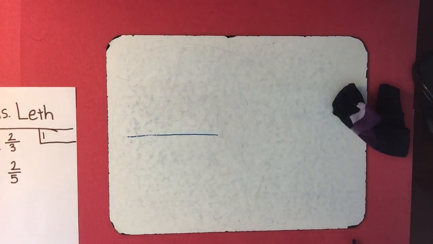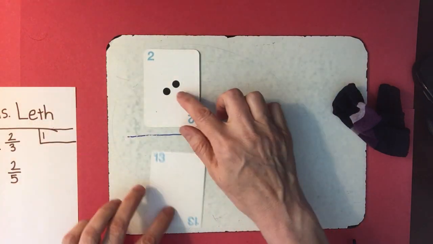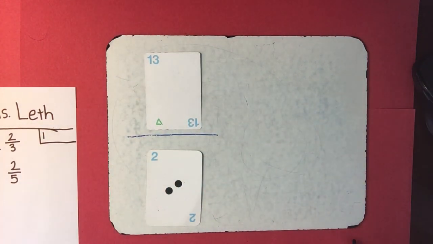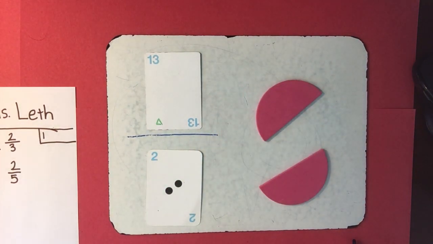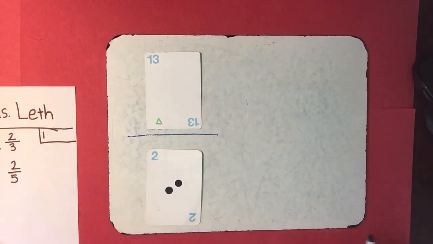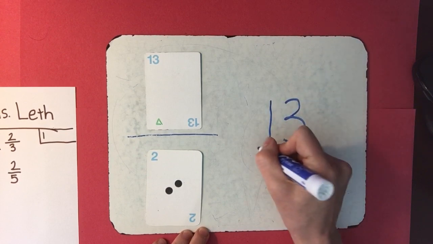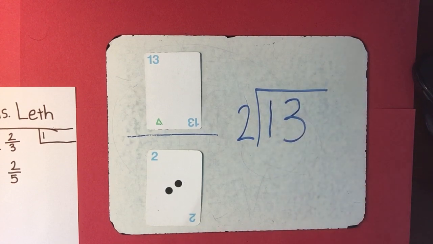I'll give you 2 new cards, and this time you got a 2 and a 13. Wow, not too shabby. 13 halves. That's a lot of halves, right? If we were thinking about halves from our other lessons, these are halves. You have a lot of halves. You have 13 of these. That's great. You're going to get a good high score for that one. So you're going to write 13 halves, or you're going to write 13 divided by 2.